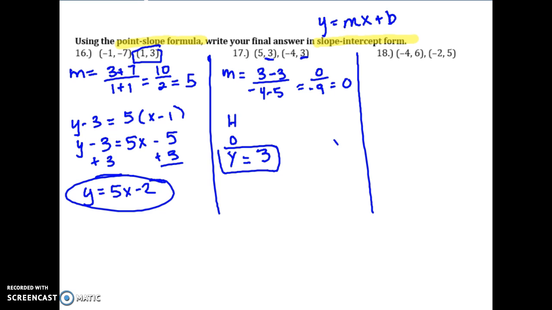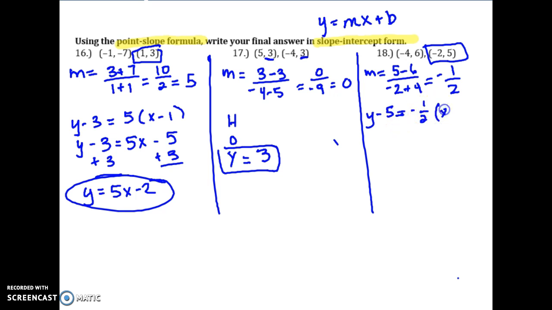Okay, all right, number 18, I'm going to get my slope first. 5 minus 6 divided by -2 plus 4. We're going to get a -1/2 for our slope. I'm going to pick a point. Using point-slope form, y minus 5 is equal to -1/2 times x plus 2. I distribute, y minus 5 is equal to -1/2 x minus 1, because -1/2 times 2 is -1, and then I'm going to add 5 to both sides. When I do that, y is equal to -1/2 x plus 4.